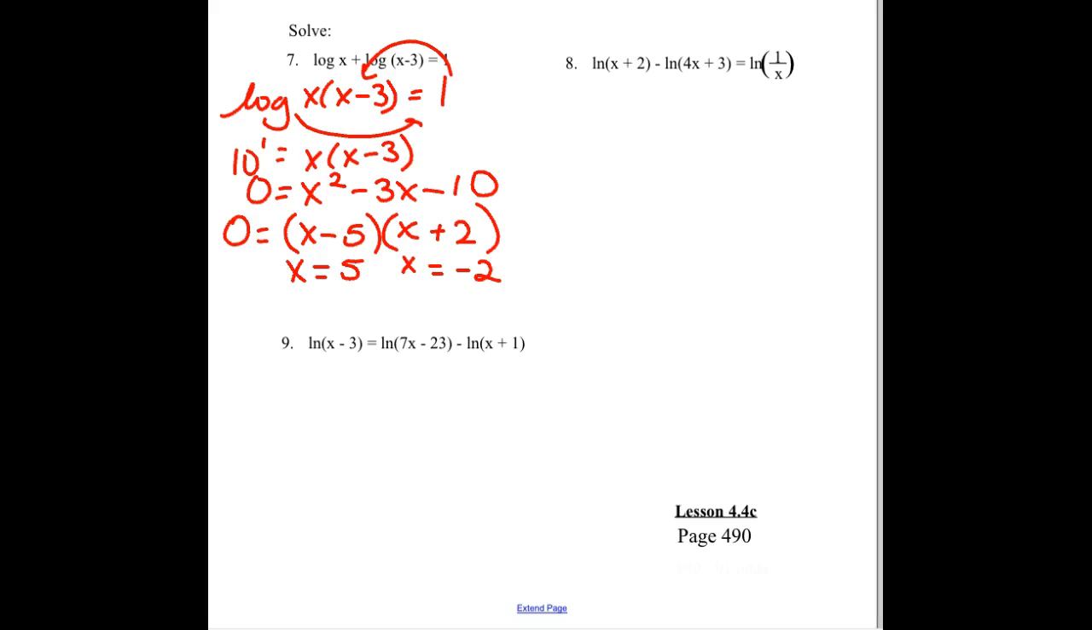Do they both work? Does the 5 work? If we put a 5 in here for x and in here, we're taking the log of 5 or the log of 2. All right, that seems to be fine. If we put the negative 2 in, we're taking the log of negative 2. It's not going to work. So this would be my answer. This would be extraneous. Okay.